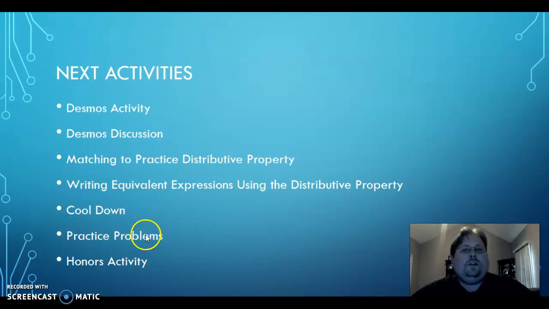Make sure when you open up those practice problems that it automatically tells you to make a copy. You can type right on that, but make sure you explain what you've done to find that answer, because we can't tell you what you did right or wrong if we don't understand how you figured your answer. And then for honors, you have another activity on there as well to complete.